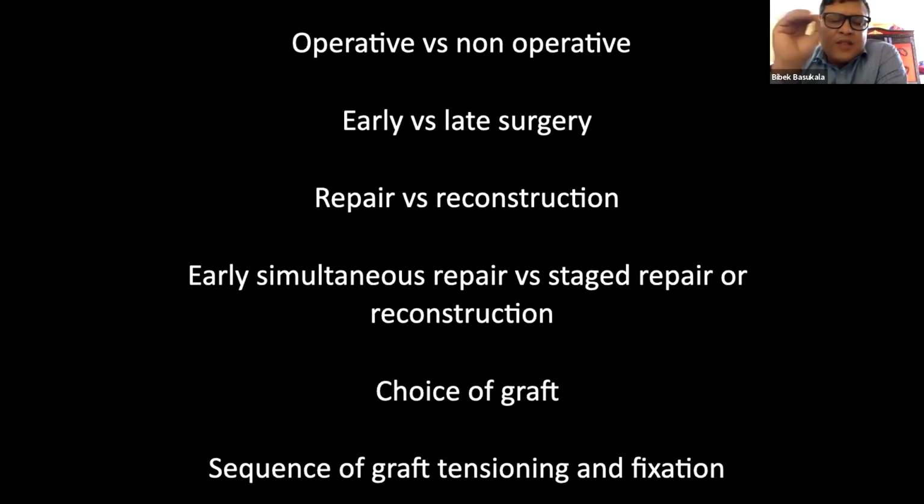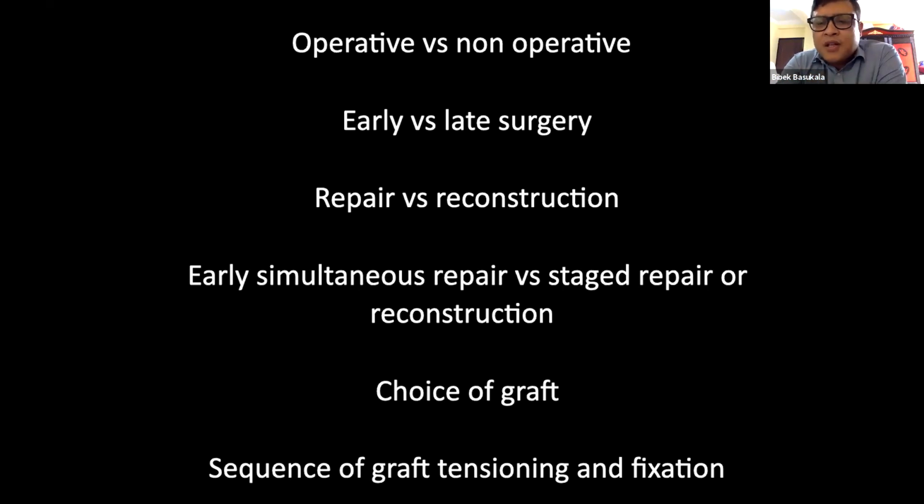So these points have always been a controversial matter in multi-ligament knee injury. Dr. Sunil has already mentioned all these points as controversial topics. Operative versus non-operative, I think this has been answered very nicely by the literature nowadays. Operative has always got a better result than non-operative management, except in conditions where the patient is very comorbid and operative treatment is not possible. Early versus late surgery is very controversial.